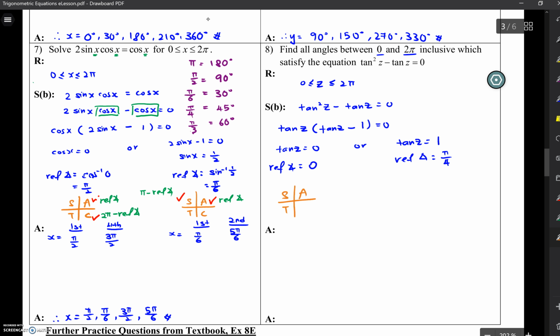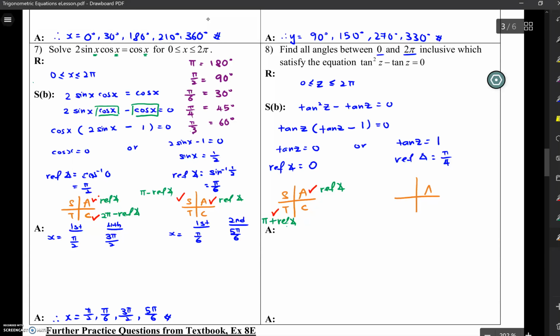Next, we will determine the quadrant. We will do ASTC again. Similarly, we will treat 0 as a positive value. So which quadrant does tangent have a positive value? The first quadrant and the third quadrant. So similarly, we'll just write it. If it's the first quadrant, it's just the reference angle. If it's the third quadrant, it's 180 plus reference angle, right? Since we are working with radian, it's just pi plus reference angle. Okay?